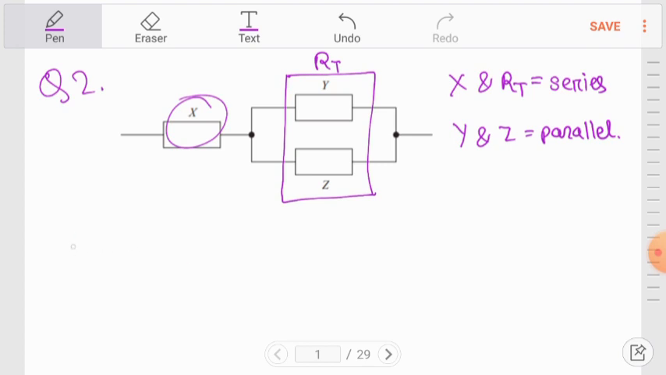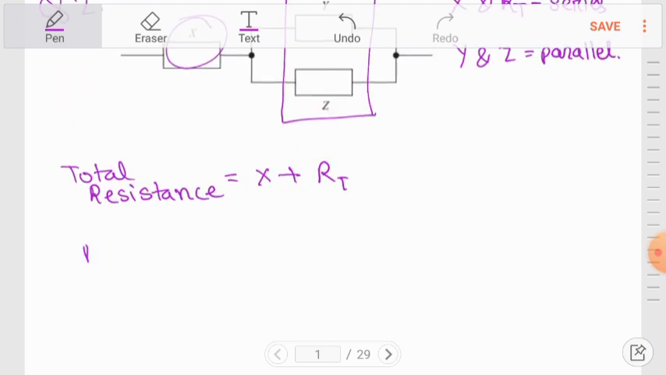That is, total resistance would be X plus R subscript T. Now R subscript T consists of 2 different resistors connected in parallel. So now we need to do the parallel circuit calculation to find the value for RT. We need to add the reciprocals of the different resistors together to find the total resistance of a parallel circuit.